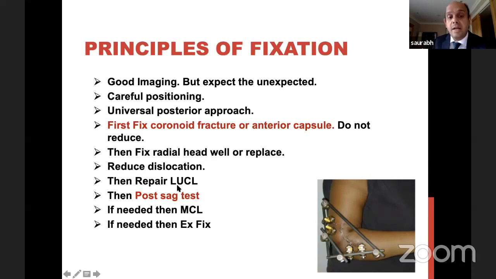Then you address your lateral ligaments, lateral ulnar collateral ligament. And then you do your posterior sac test. Then if needed, which is very seldom, you do your medial ligament. And finally, the X-fix. In my experience, I've done around 30 elbows in the last 5 or 6 years. It almost never comes to fixing MCL if you fix the other 3 structures. And X-fix, I have never put an X-fix in a terrible triad, but yes, it may be needed.